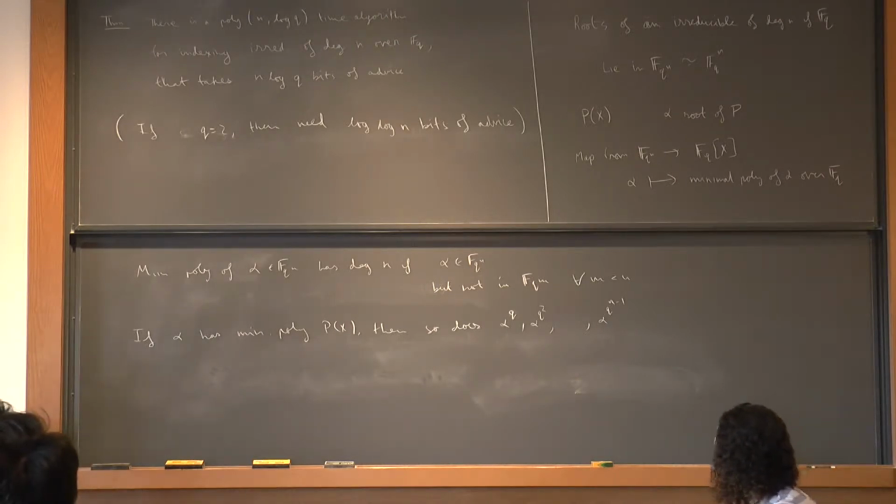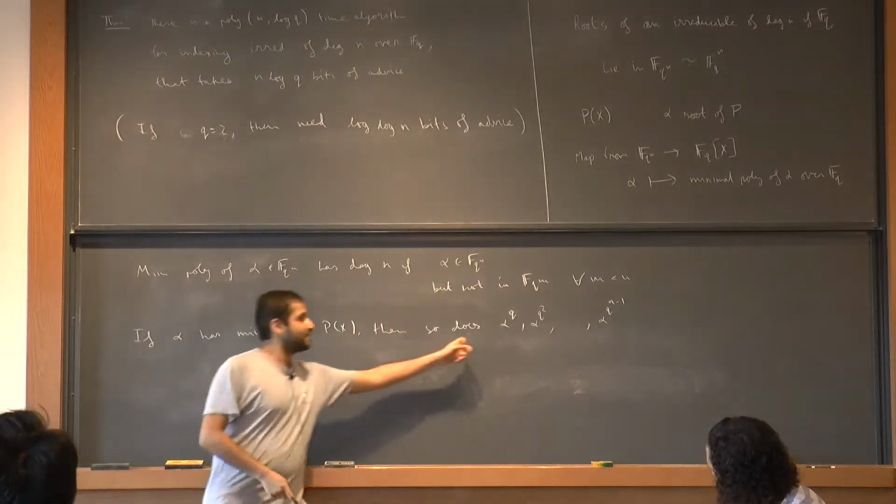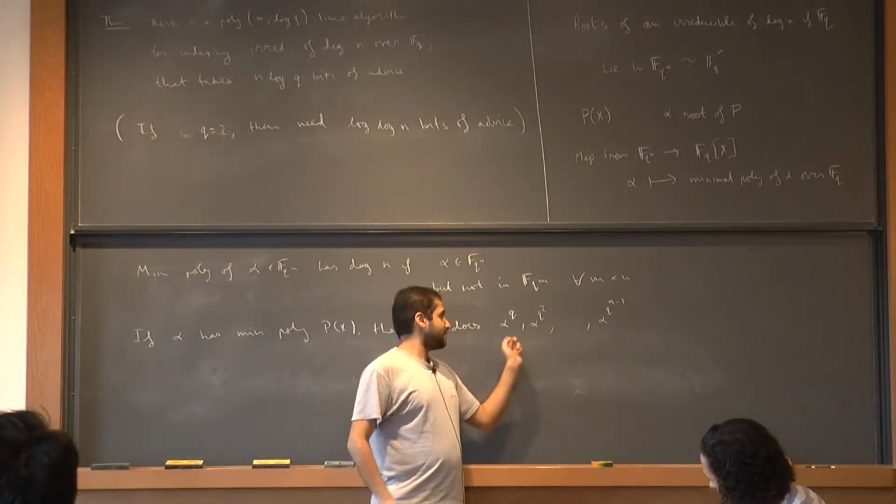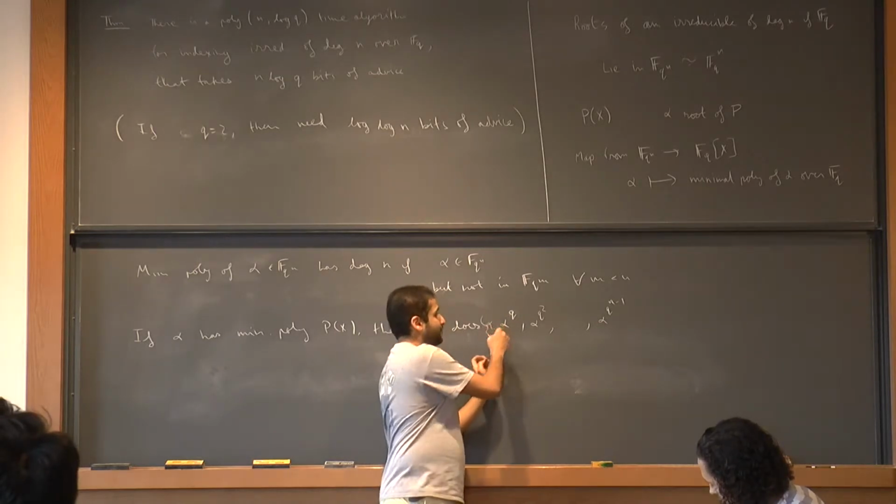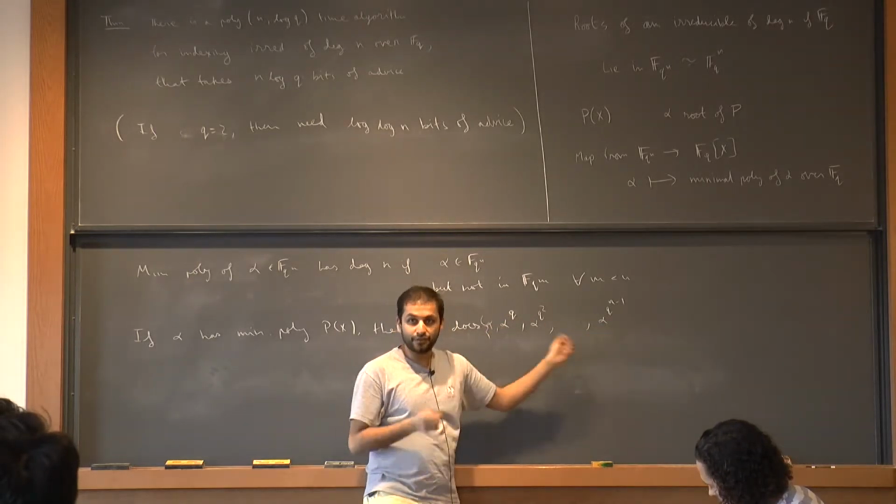Good. So we need to somehow break this symmetry. We need to choose, from each of these collections, alpha to the q up to alpha to the q to the n minus 1, one of them.